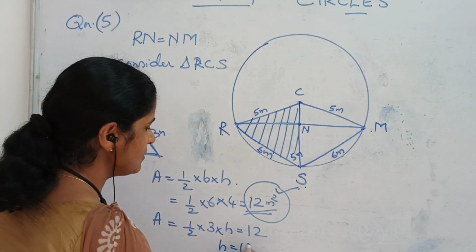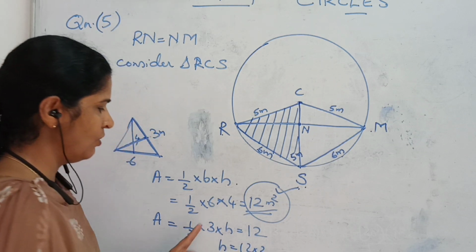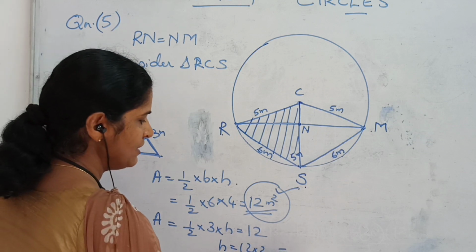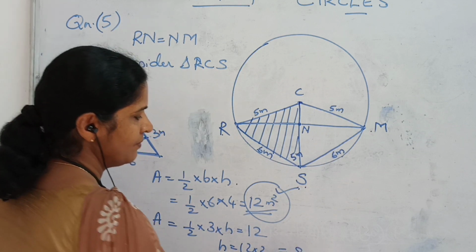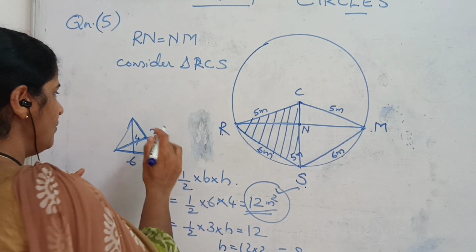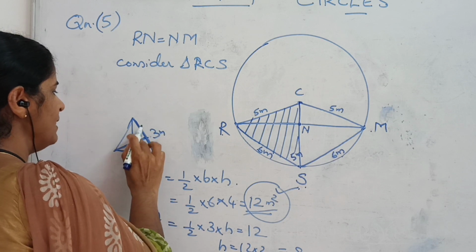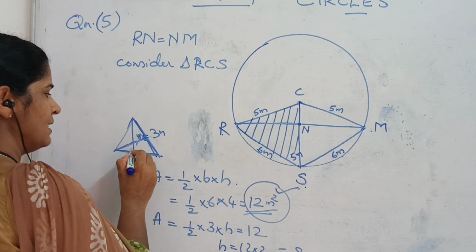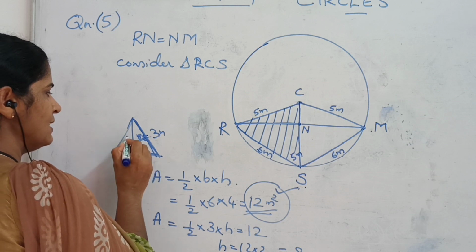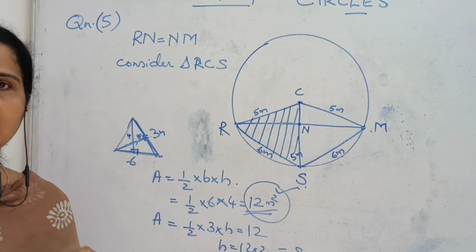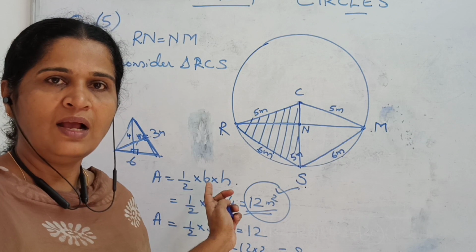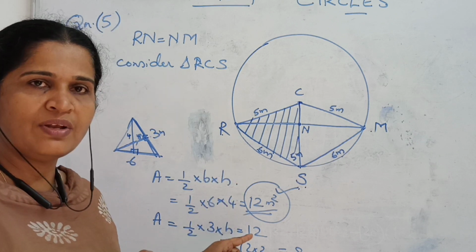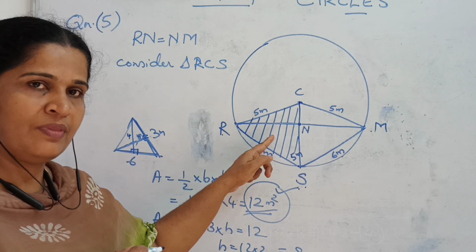So H will come as 12 into 2 by 3. Bringing all the rest to the other side, this will come as 24 by 3, which is 8 meters. So if 3 is the base, 8 will be the height, the perpendicular distance from the opposite vertex. Here for 6, it is 4. So this is the idea we are using to find the area of the triangle.